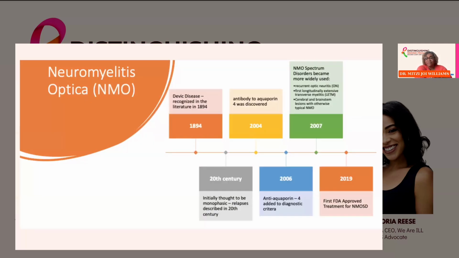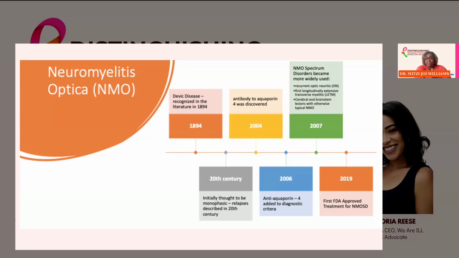So this is a visual graphic because I like pictures. We can see 1894, we heard about this NMO. We used to call it Devic's disease after Dr. Devic. And then there was really nothing much going on after 1894 because it was considered part of MS until 2004. And that's when things really started cooking. In 2004, the antibody was discovered. By 2006, there was diagnostic criteria to distinguish NMO from MS.